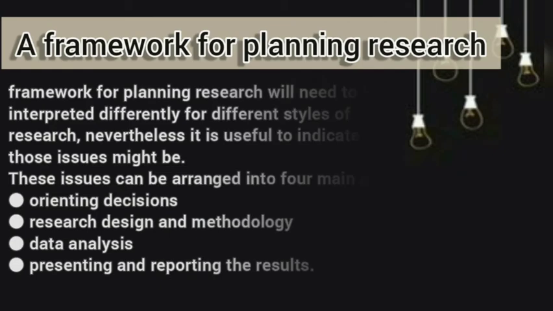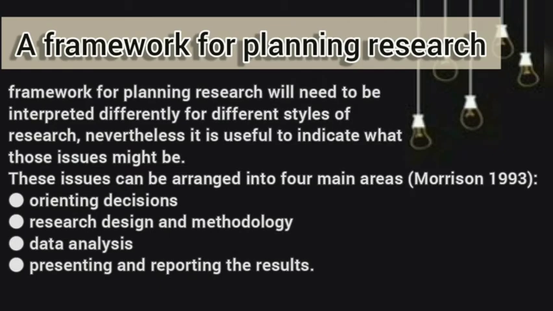Now, I would like to explain the first point of this material. It is a framework for planning research. A framework for planning research will need to be interpreted differently for different styles of research. Nevertheless, it is useful to indicate what those issues might be. These issues can be arranged into four main areas based on Morrison 1993. There are orienting decision, research design and methodology, data analysis, and presenting and reporting the result.